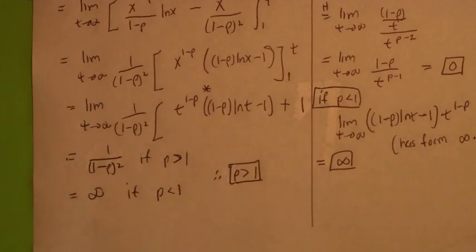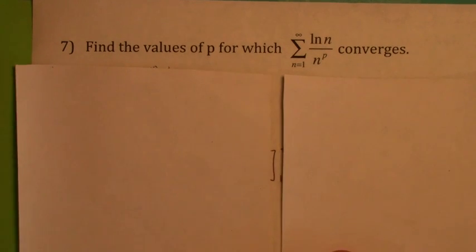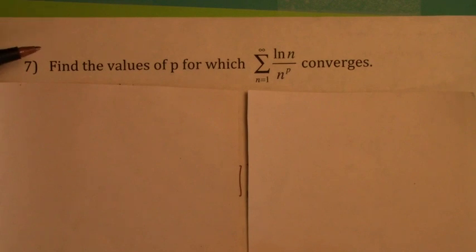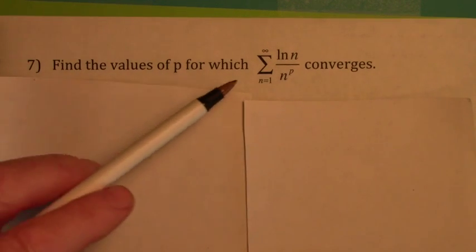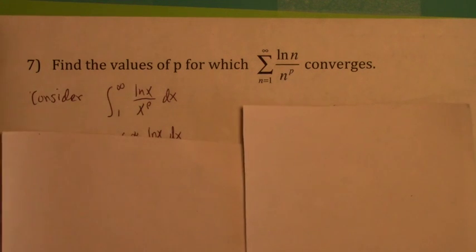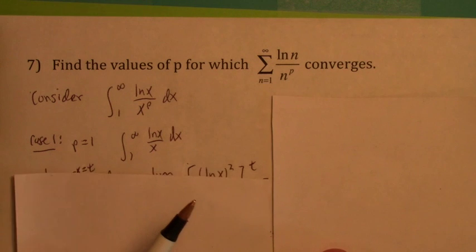All right, let's do one more. This one's kind of messy. I just thought I should do one of these so you can see how it works, but you might see homework problems like this. Find the values of p for which this series converges. Well, we're going to look at this improper integral, and we're going to look at some cases here.